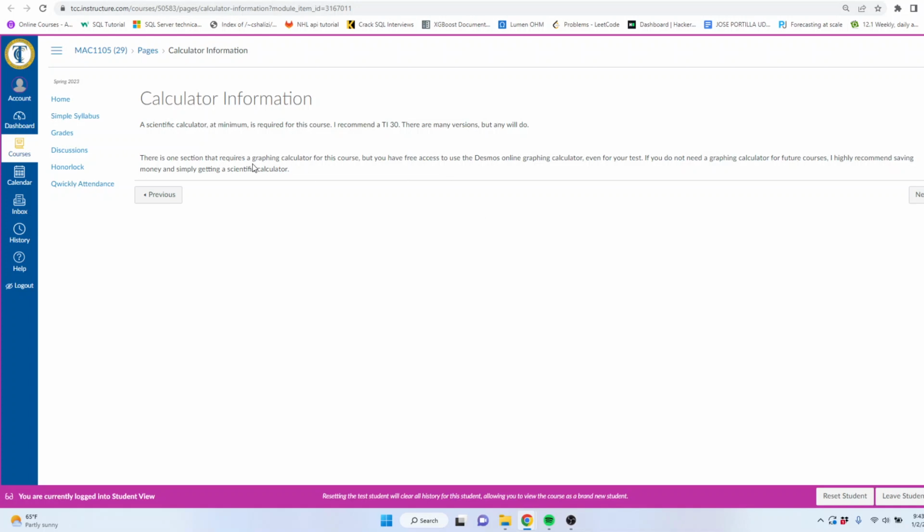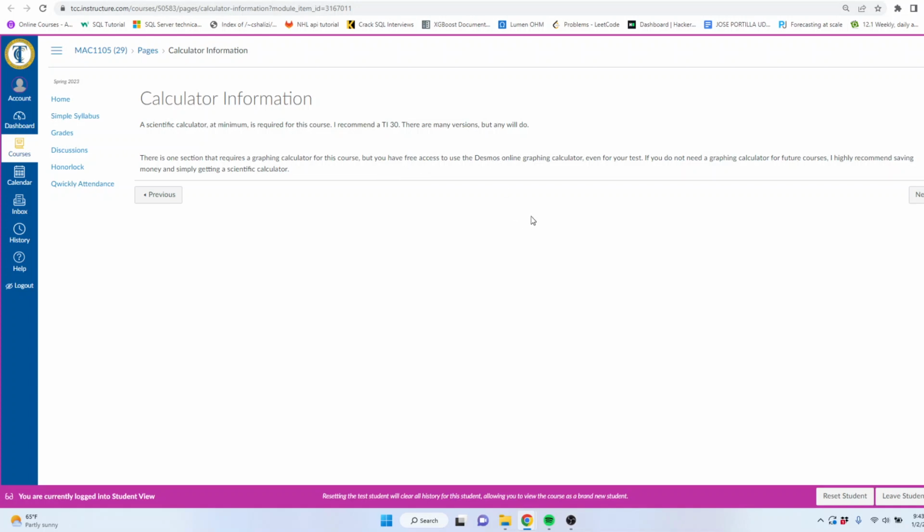There is one section in this course that requires a graphing calculator. If you already have a graphing calculator like a TI-83 or 84, by all means use that, but those things cost about $100. And for those of you that aren't going to go into a math type of major, it's probably not even necessary. So that's why I allow you to use the Desmos online graphing calculator. Even on your test, it's free.